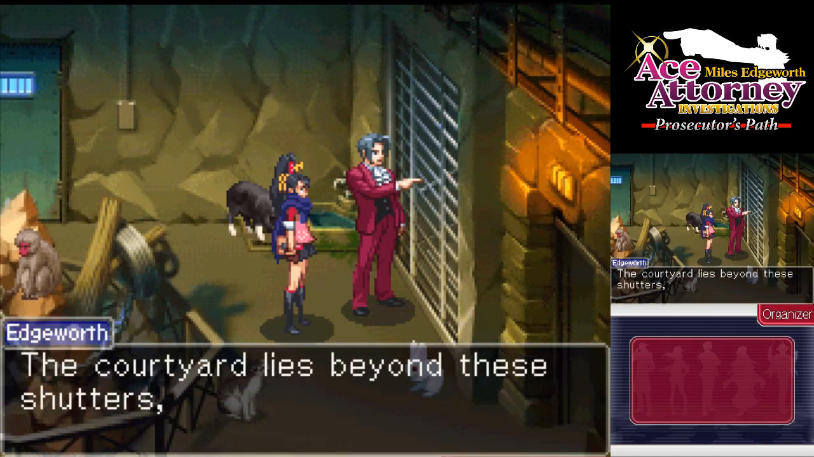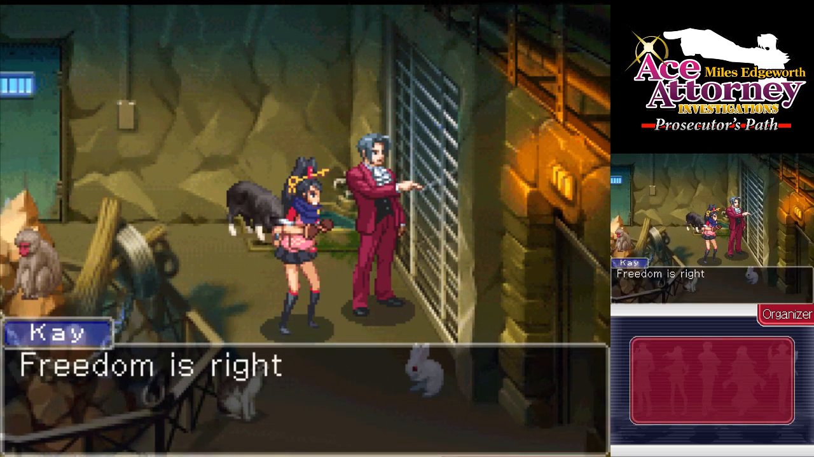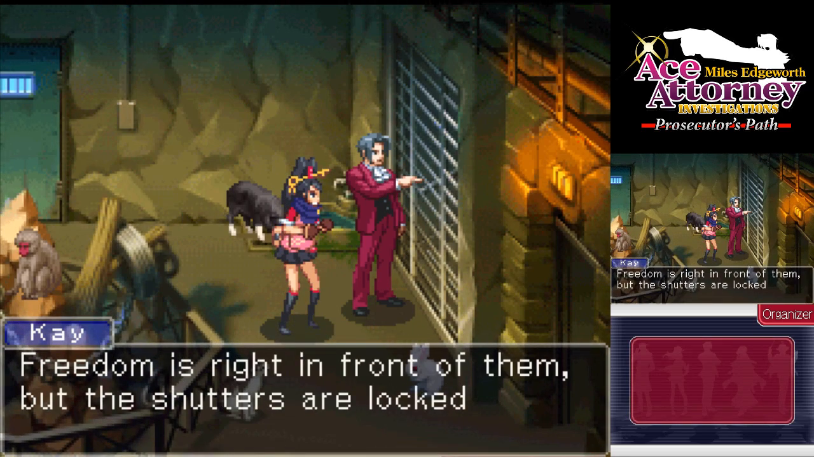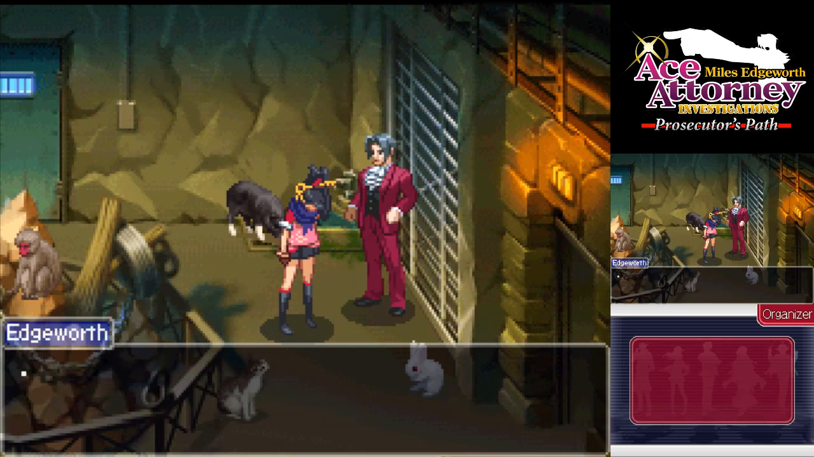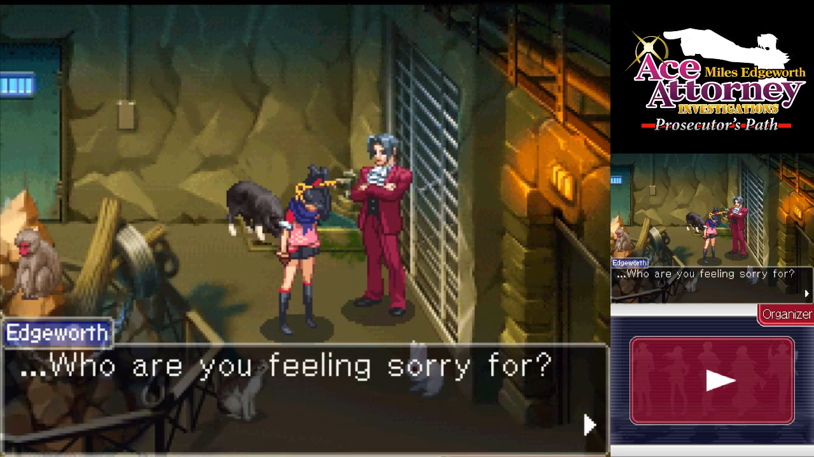The courtyard lies beyond these shutters, but they are locked. Freedom is right in front of them, but the shutters are locked up. Life is so cruel. I really feel sorry for them. Who are you feeling sorry for?